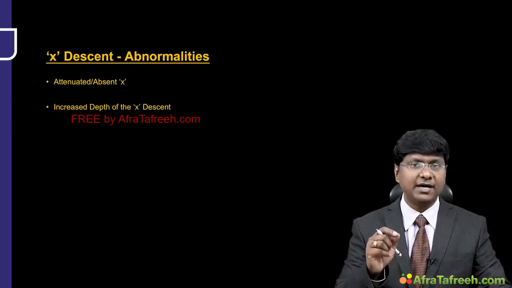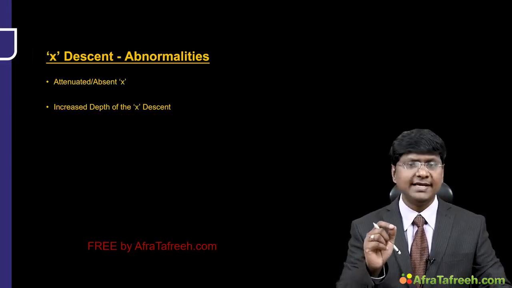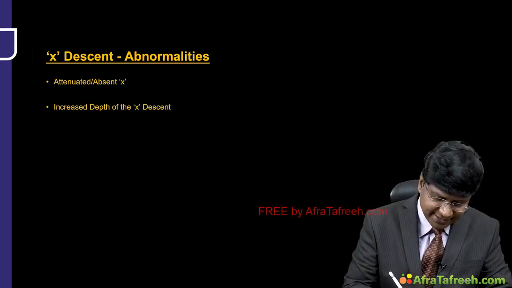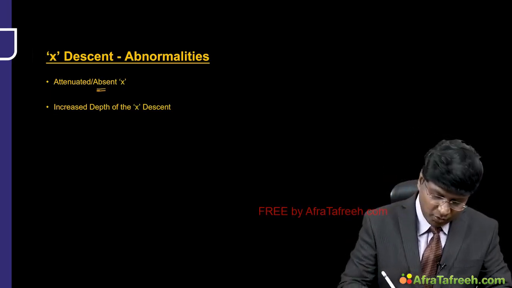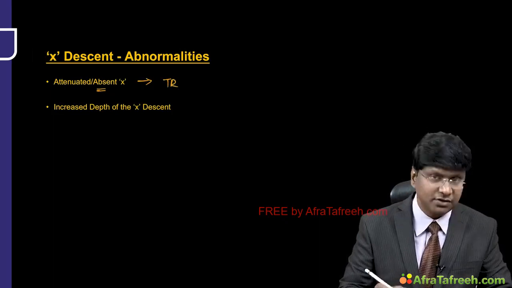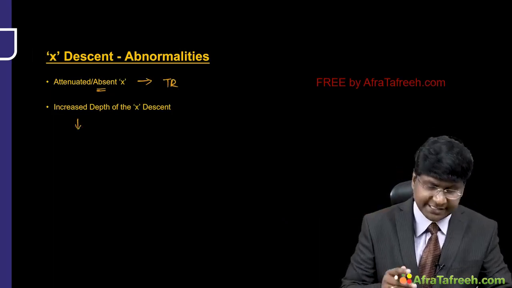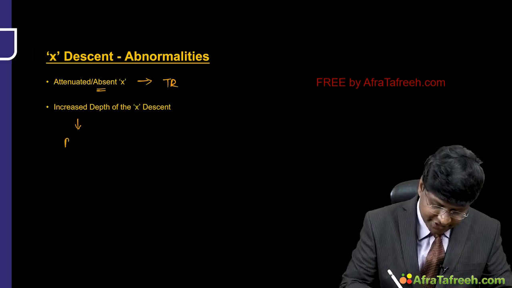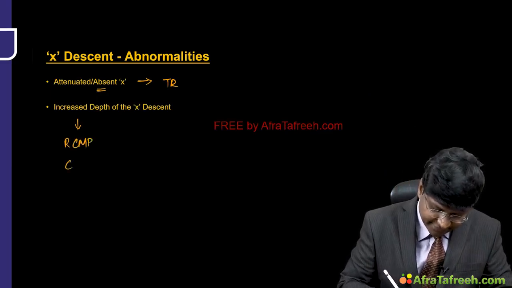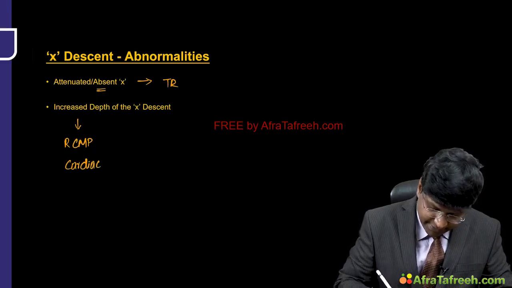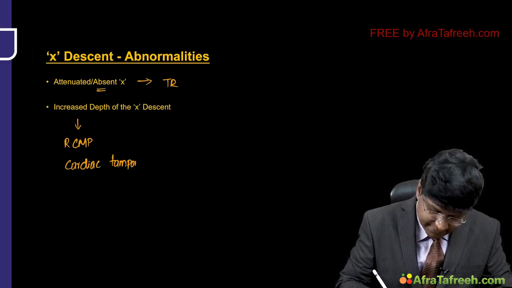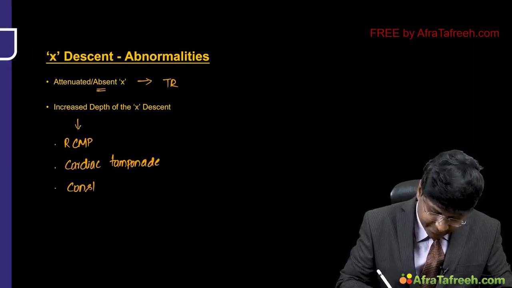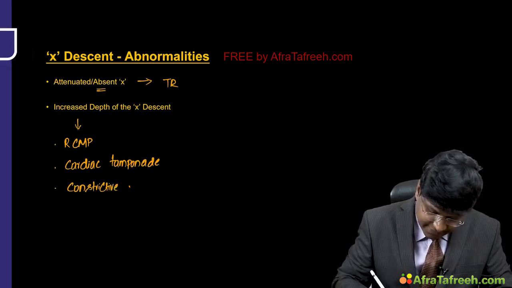Now let me try to explain to you about the abnormalities of the X descent. So X descent tells you what? The X descent tells you about the atrial relaxation. Now there are certain conditions where the X descent is absent. What is that condition? That is tricuspid regurgitation. Why? I'll explain to you. Now what are the conditions where there is increase in the depth of the X wave? That means the X descent is exaggerated. That you come across in patients with restrictive cardiomyopathy, then in conditions like cardiac tamponade, then in conditions like constrictive pericarditis.